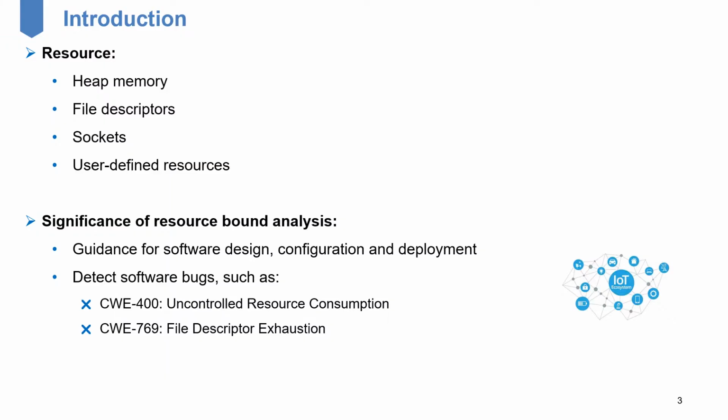Introduction. In order to derive resource usage bounds, we first look at resource. In C programs, there are various resources, including heap memory, file descriptors, sockets, and user-defined resources, etc. Resource usage bounds can provide guidance for software design, configuration, and deployment. They can also detect software bugs, such as CWE 400 and CWE 769. They are all relevant to resource usage bounds.